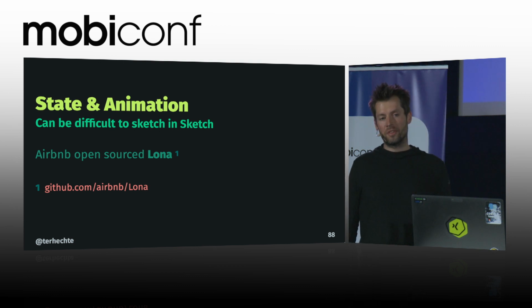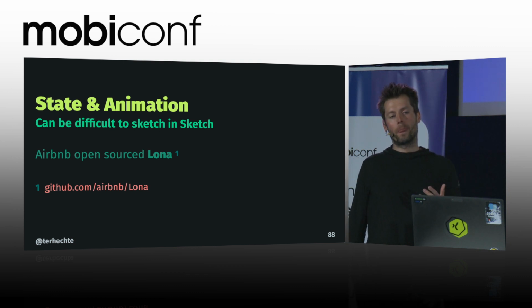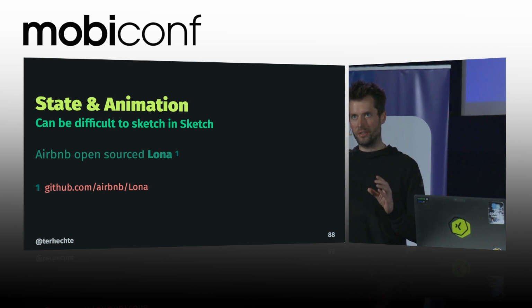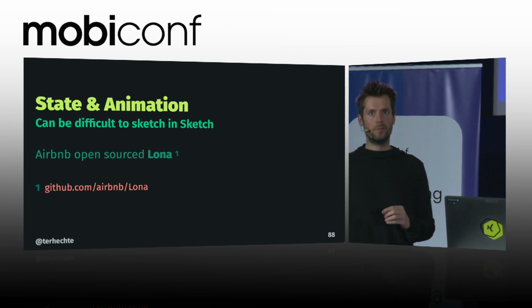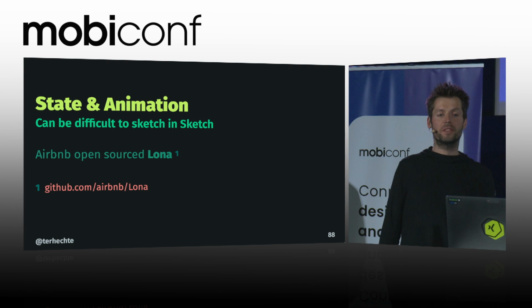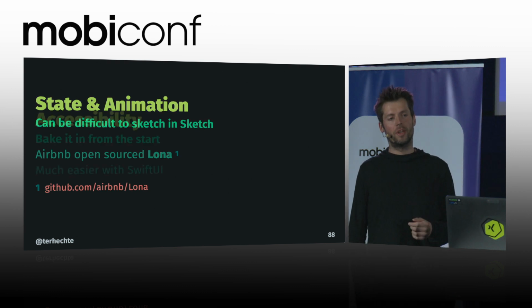There are other tools that allow you to design components for a design system that take care of state and animation. One example is Luna. It's an open source Mac app from Airbnb that they use as the basis for their design system. You can use that, you can look into it. It's a bit of a design tool, but it's also kind of weird to use. Nevertheless, there are tools, but you just have to look around.